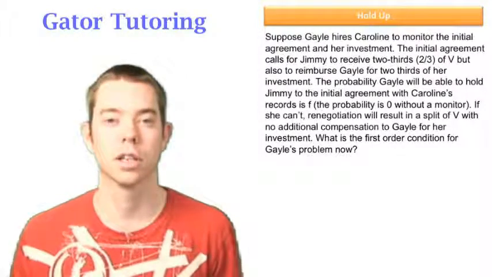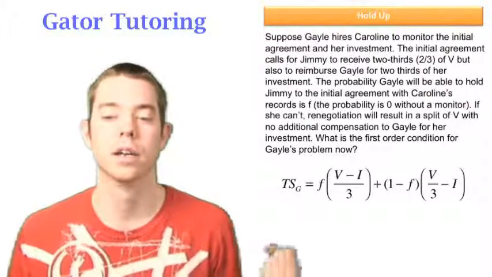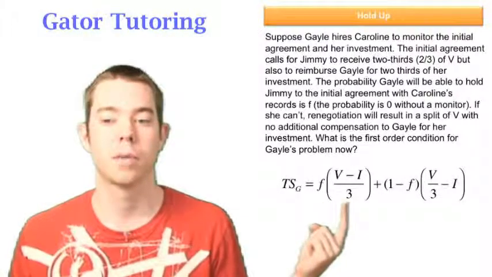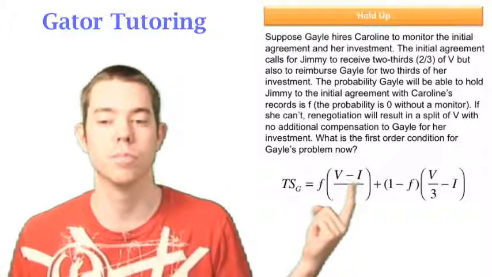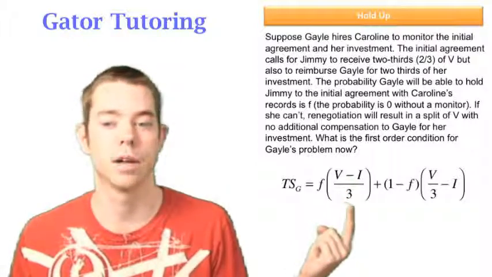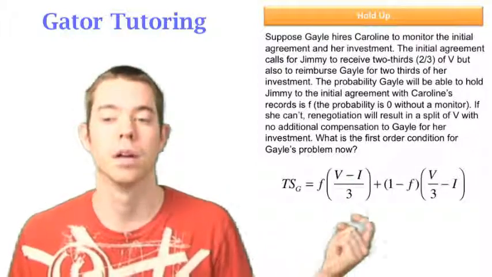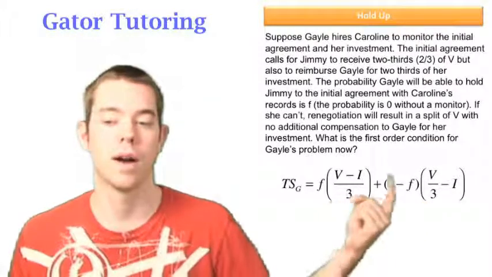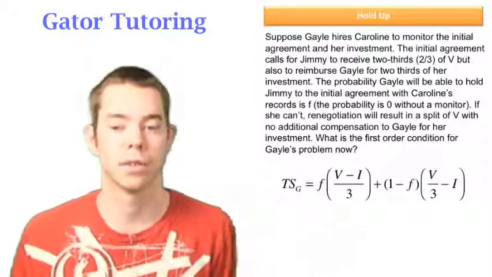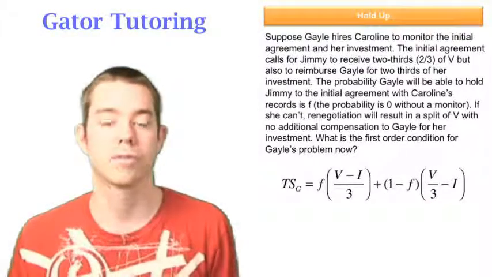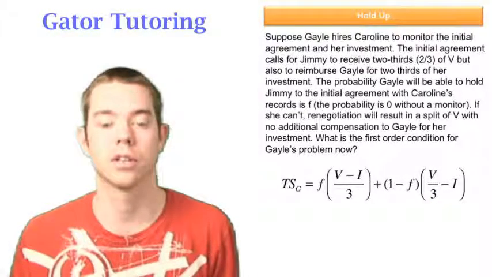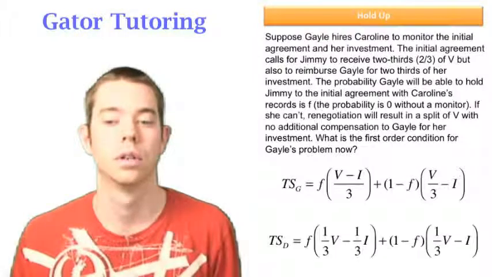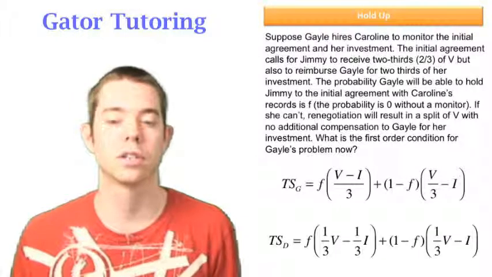Well, first let's take a look at what Gail's total surplus would look like. There's an F probability that we're not going to have the holdup problem. So the value minus the investment is all going to be divided by 3 for Gail. There's a 1 minus F chance we're going to have the holdup problem. So we'll have the value divided by 3 and the investment not divided by 3. When they ask for the first order condition, all they want us to do is take the derivative and set it equal to 0. So first I'm going to rearrange this.